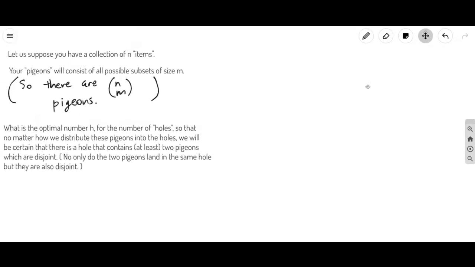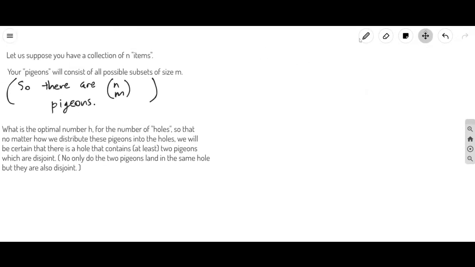So if that's not clear, allow me to illustrate with an example. Let's say your items are the numbers 1, 2, 3, 4, 5. These are what we call your items. It does not matter what they are. It's just a set of n distinct elements. Could be numbers. It could be anything.